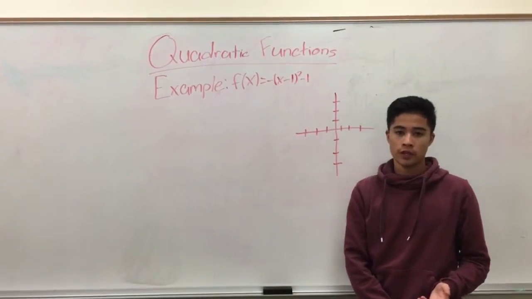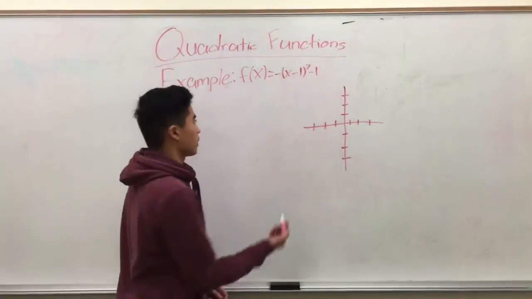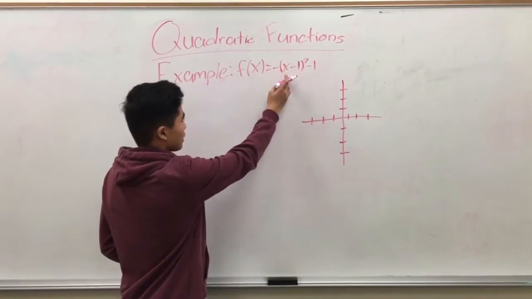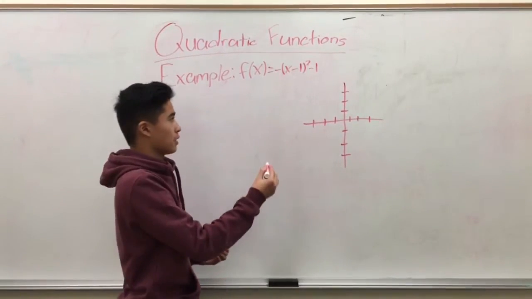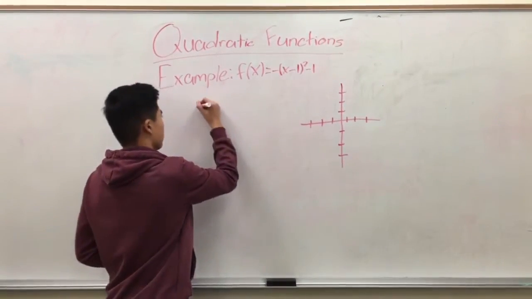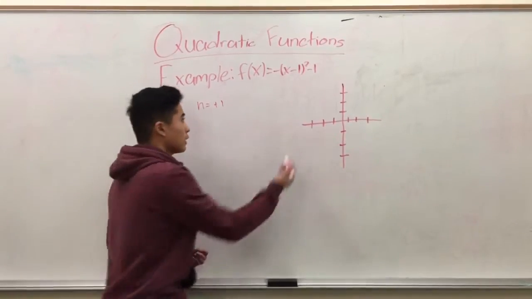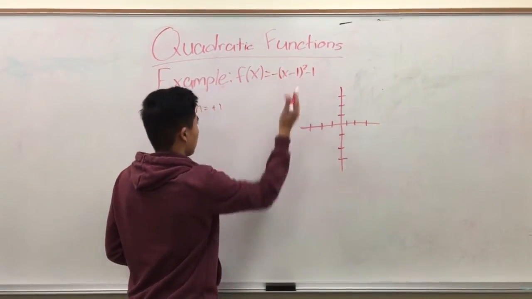First, you need to find your vertex, which is h and k. First, you find h, which is in the parentheses right here, and as it says, it's x minus 1. And finding h, the number has to be opposite, so the number would be positive 1. So h equals positive 1. Now let's find k. k is this number out here outside the parentheses, and it's negative 1.